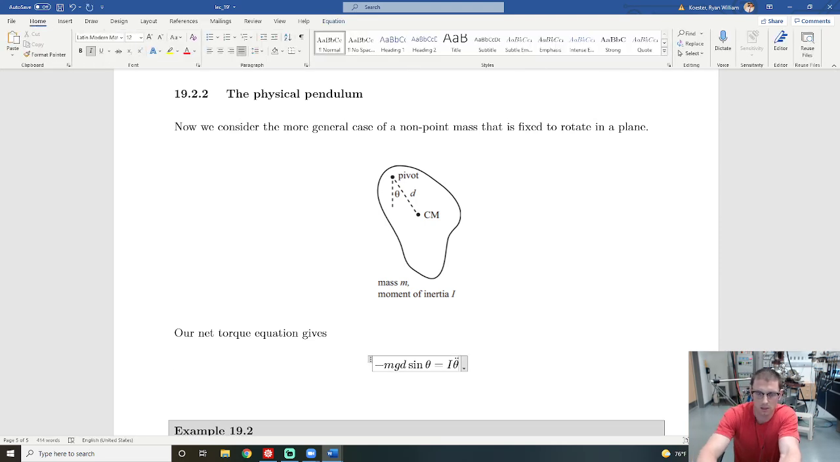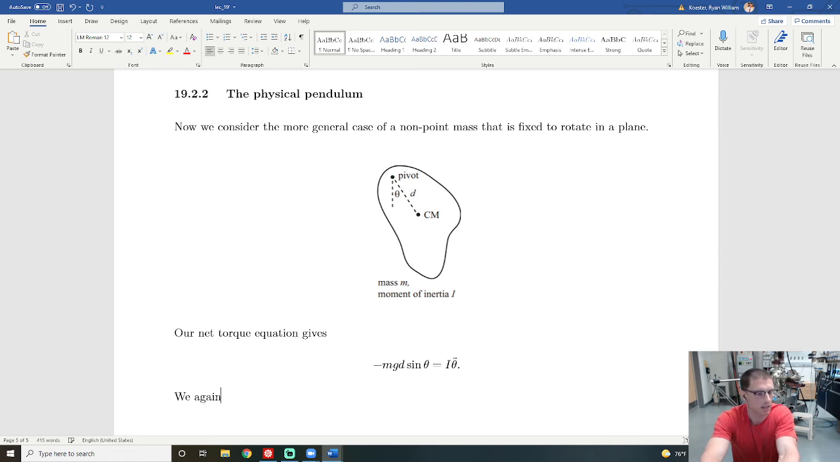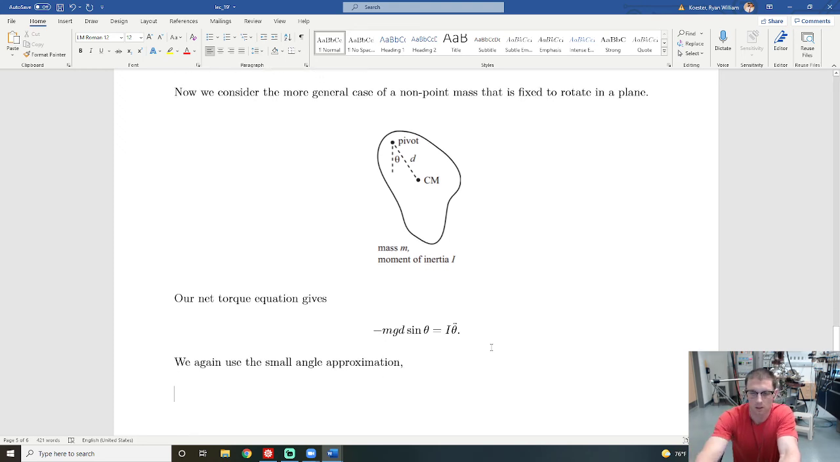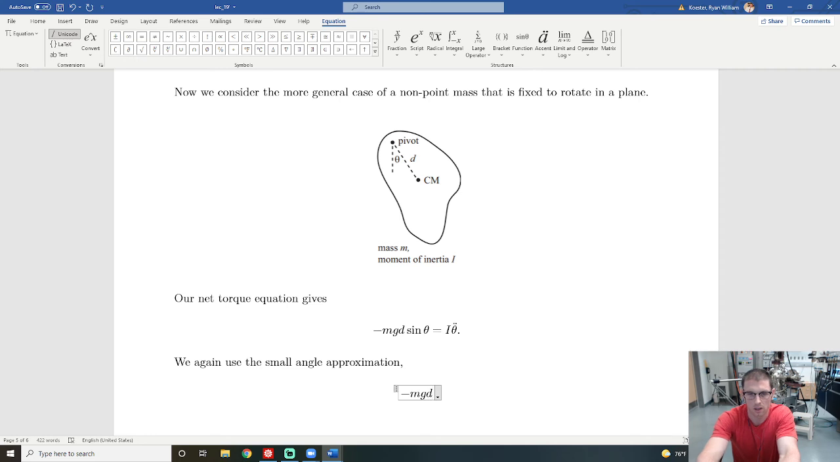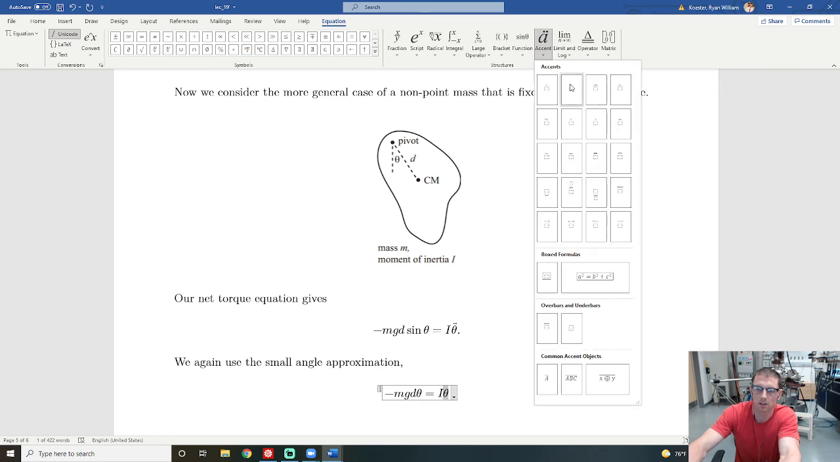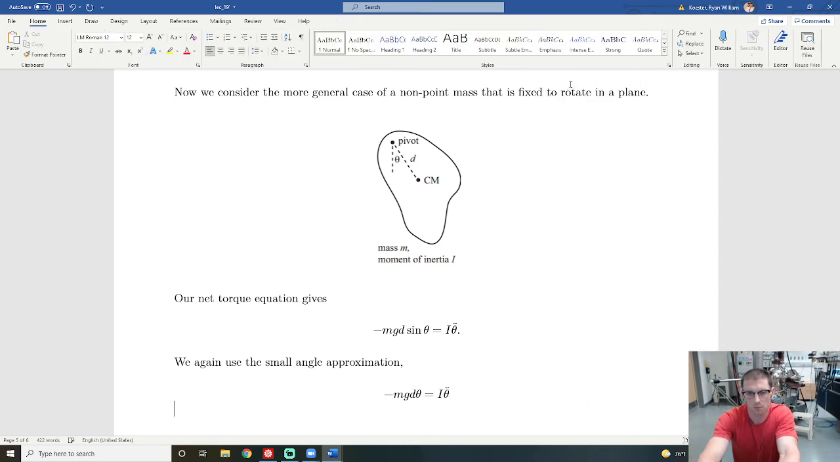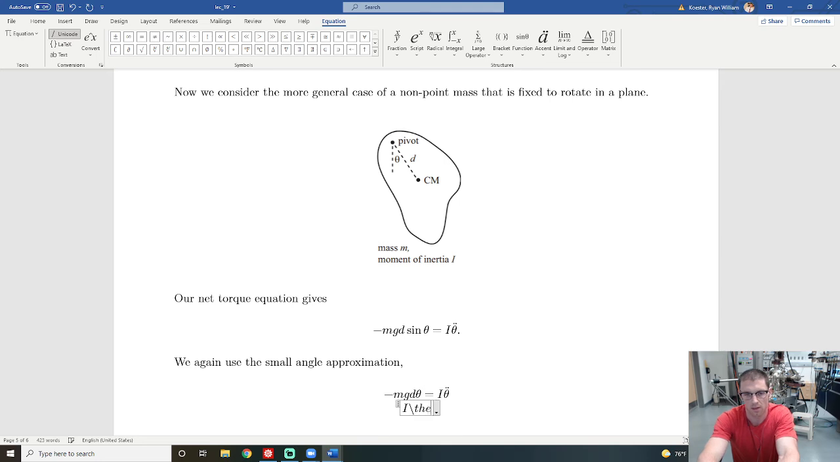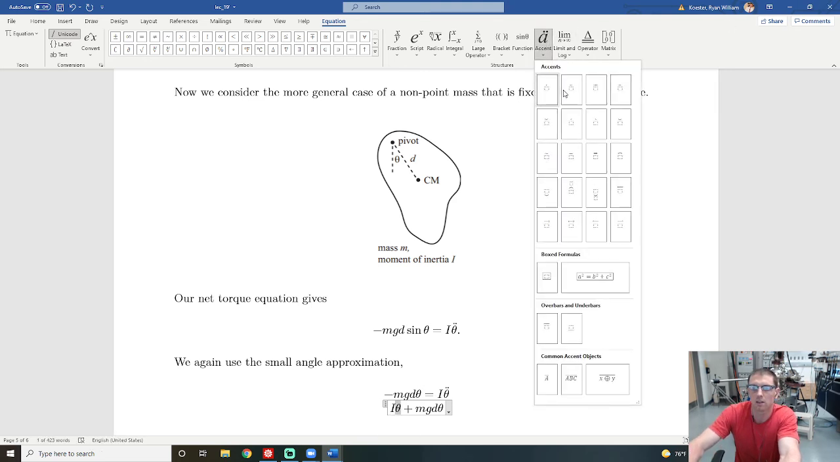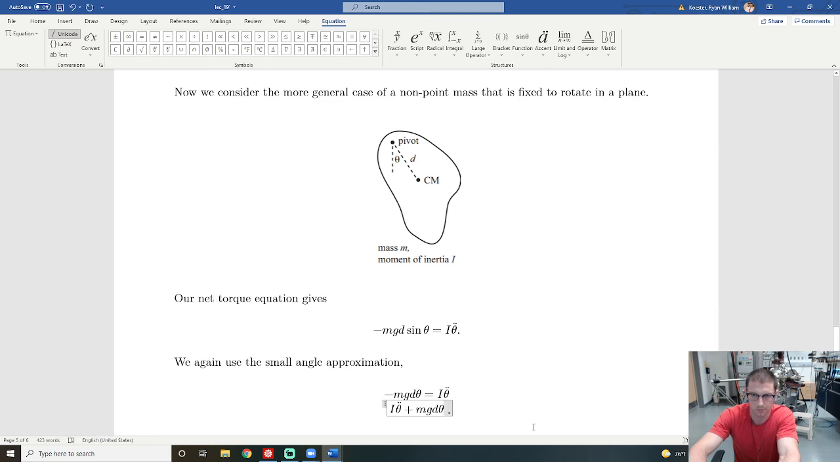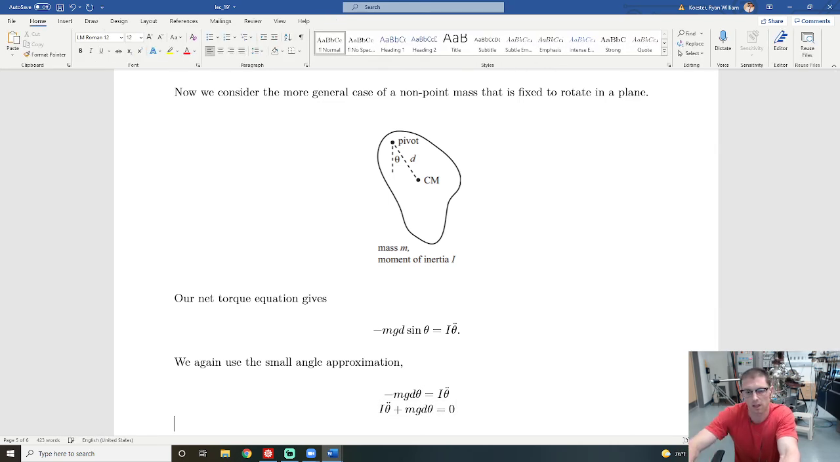So there's that, and we again use the small angle approximation. And so this becomes negative mgd theta equals I theta double dot. And then we want to put this in standard form, right? So we could write I theta double dot plus mgd theta, and this is all equal to 0. We're just adding mgd theta to both sides.